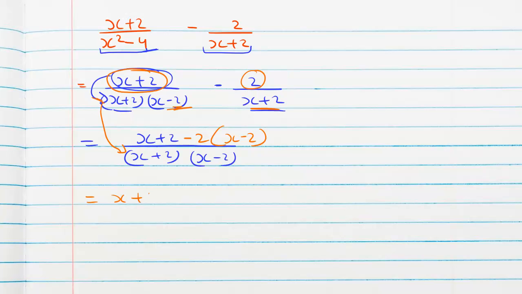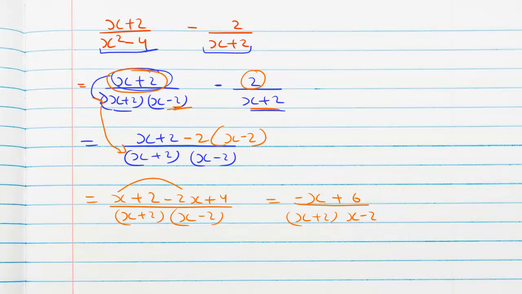We have x plus 2 negative 2x plus 4. The denominator is x plus 2, x minus 2, and we will simplify: x minus 2x simply is minus x. 2 plus 4, that is 6, and the denominator is x plus 2 times x minus 2, and this is our final answer. Okay, let's take a look at one last example.